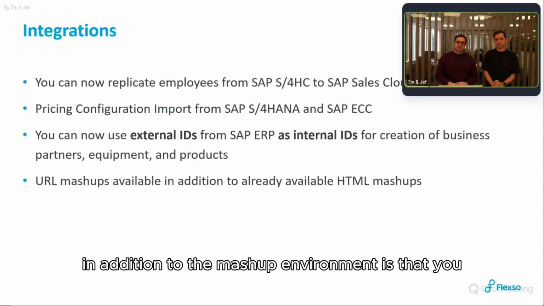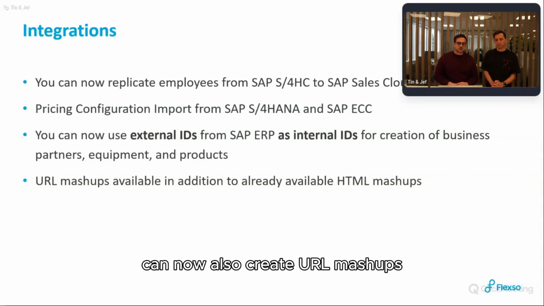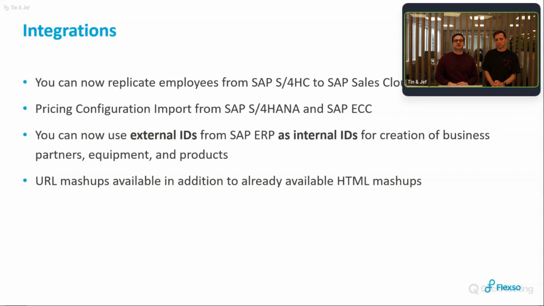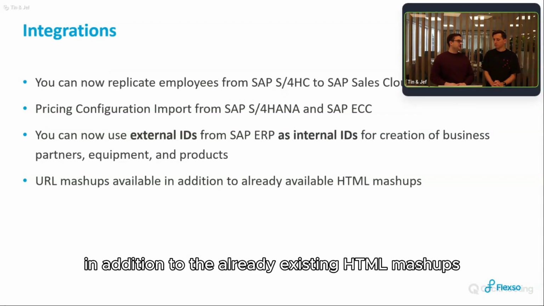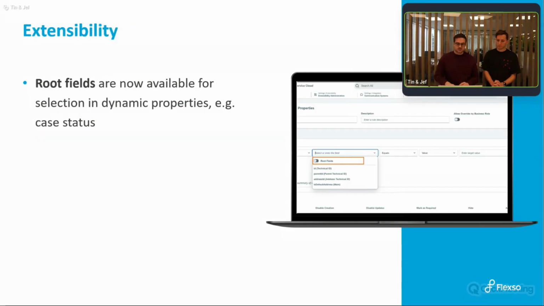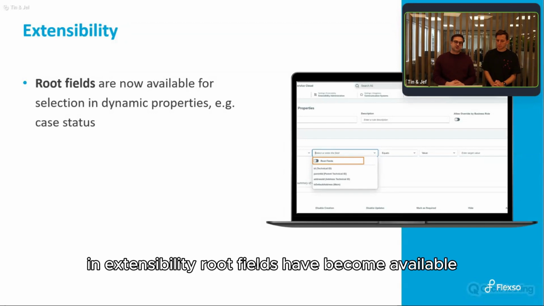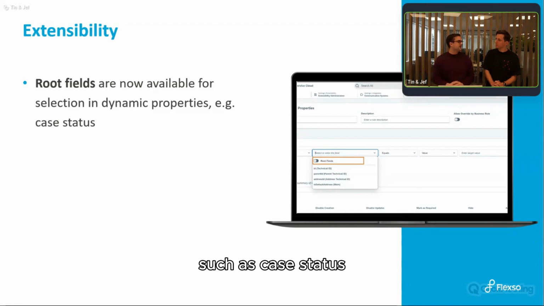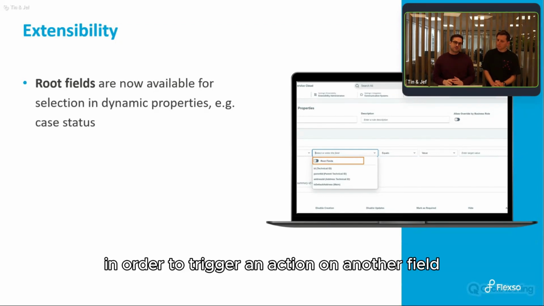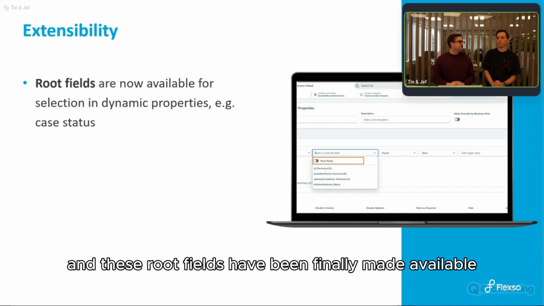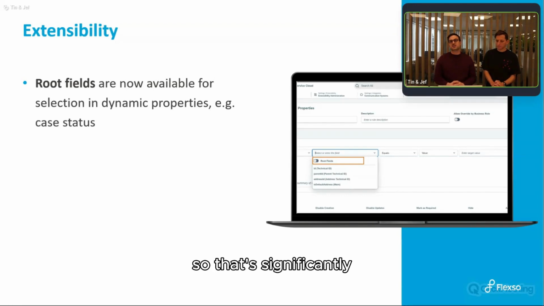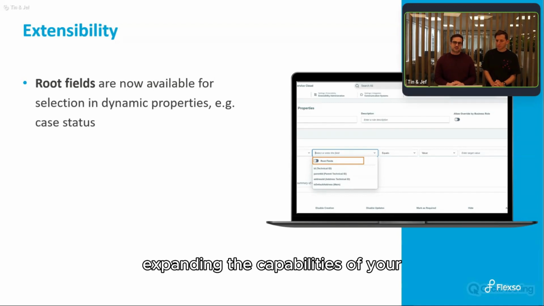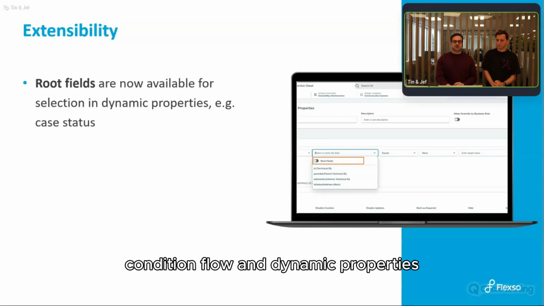In addition, in the mashup environment you can now also create URL mashups in addition to the already existing HTML mashups. In extensibility, root fields have become available. So sometimes you need to reference a root field such as case status in order to trigger an action on another field. And these root fields have been finally made available. So that's significantly expanding the capabilities of your condition flow and dynamic properties.